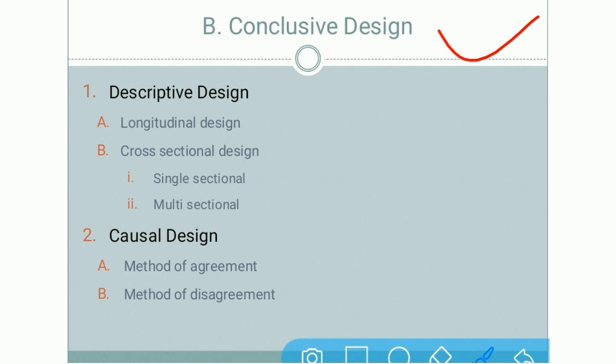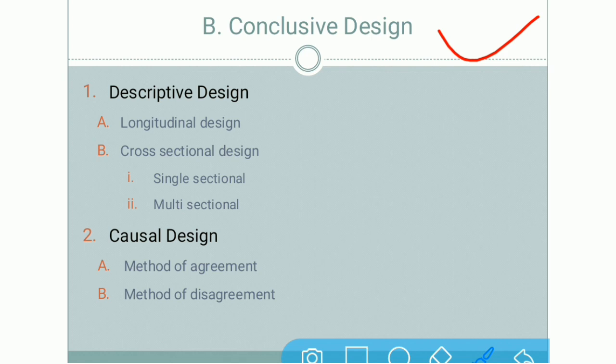Now, if you want to get the detail of a particular topic, then as a researcher, you have to go with the conclusive design. That is, generation of the idea is there. You have already identified that this is a particular topic. Now, if you want to get the details of it, you can go with the conclusive design. That is what conclusive design is, to get the details of a particular topic.